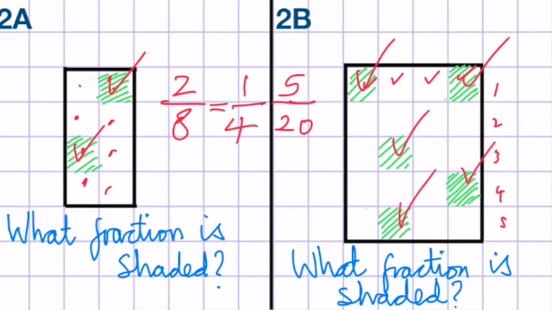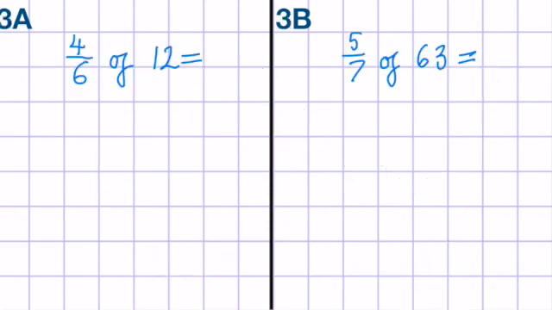Now, 5/20 can be simplified because 5 and 20 both divide by 5. 5 divided by 5 is 1, and 20 divided by 5 is 4. So 5/20 is the same as 1/4. So both of those shapes have 1/4 shaded. Remember, not all fractions can be simplified. It just so happens that today those fractions could be.